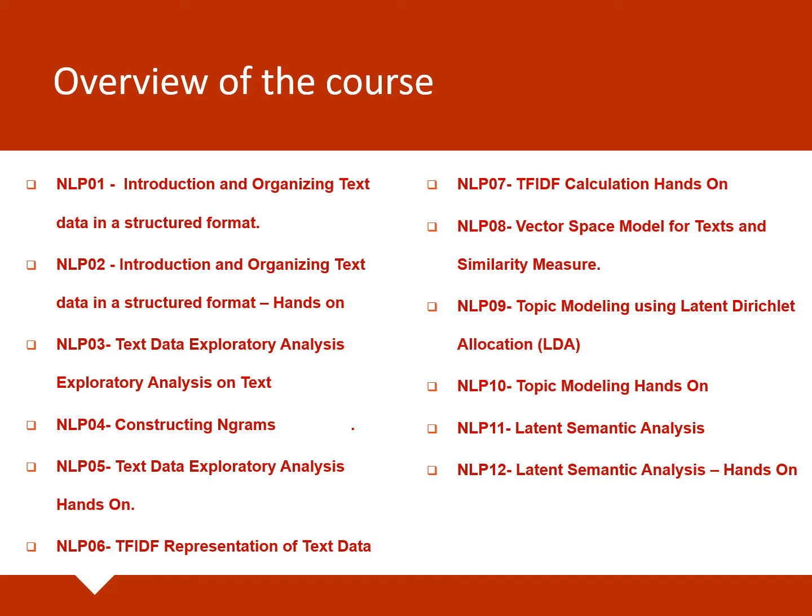How do we compute similarity between two texts? Then how do we do topic modeling, which is basically text clustering using latent Dirichlet allocation? How do we do latent semantic analysis? And for all of these, along with discussing the theory behind these concepts and the intuitive approach behind them, we also do hands-on implementation of these using R. So with that, we are all set to start.